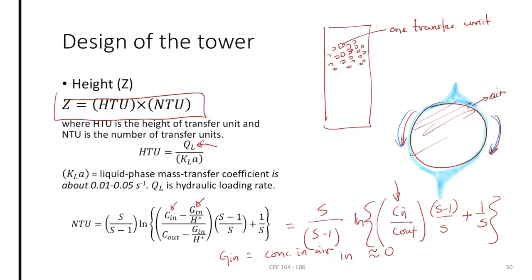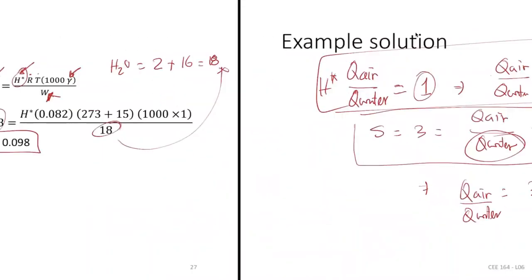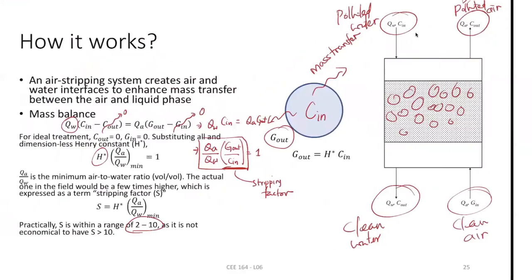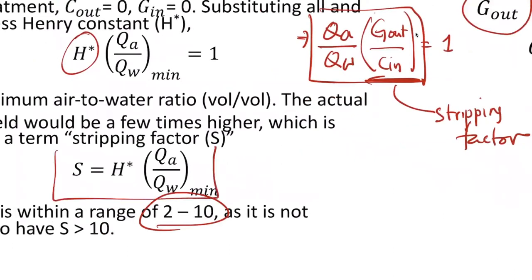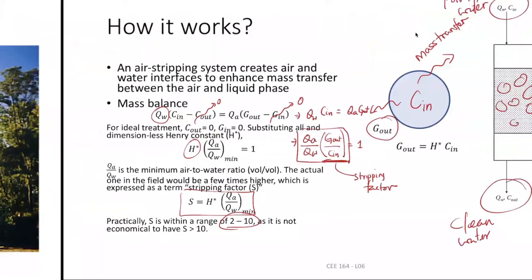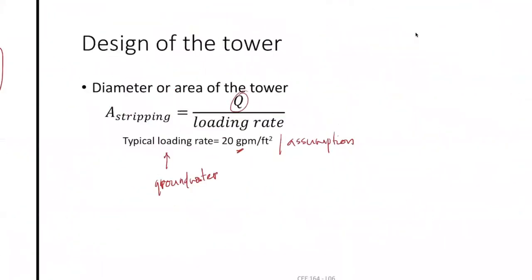So let me see. There was a question on the chat window. S is the stripping factor. That's the one we learned here. This is basically how efficient it is to remove pollutants if you know the flow rates. Okay, all right. So these two terms.